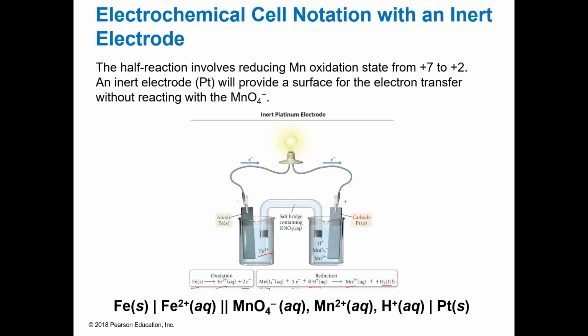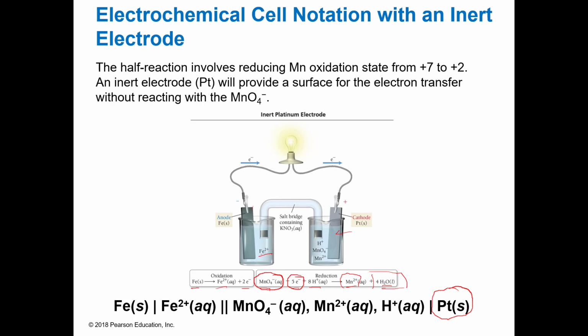So notice the cathode here is platinum, and platinum is not undergoing any chemical change. It's an inert electrode. It's there for the electrons to flow so that the electrons can react with the permanganate and form these products. And again, these products are not deposited on the platinum electrode. So this is what an inert electrode looks like.